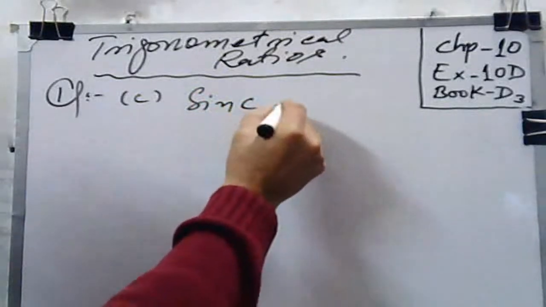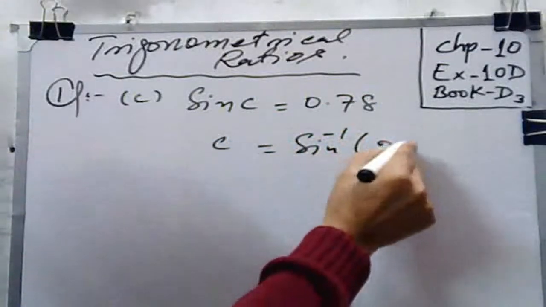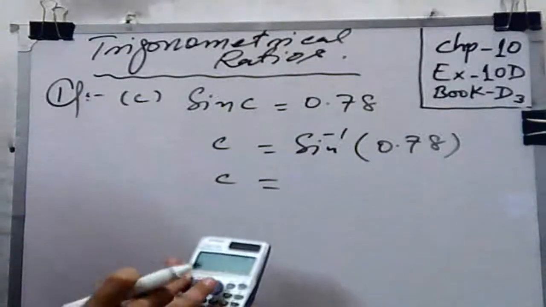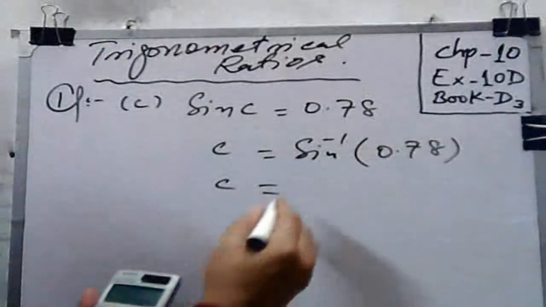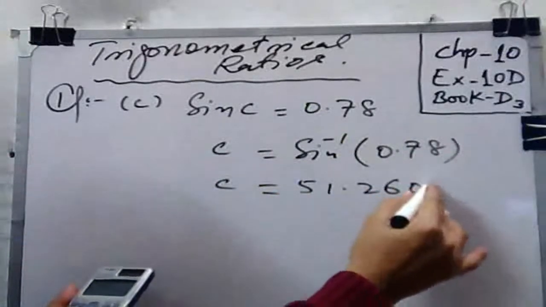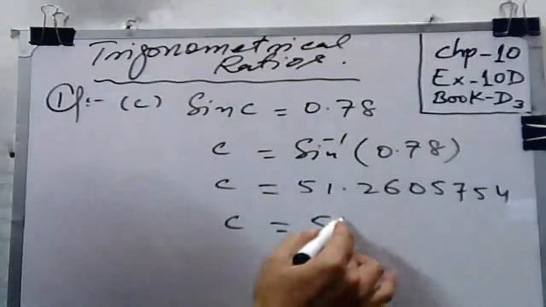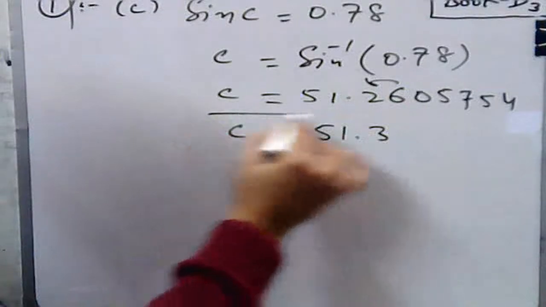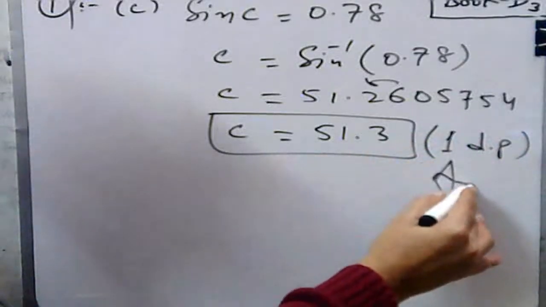So that is sine c is equal to 0.78. The value of c is once again sine inverse 0.78. You can find the value of c with the help of the calculator, again by the same methodology. Press shift sine 0.78, you will get 51.260575 but we need up to 1 dp, one decimal place. So 51.3. So your answer is up to 1 dp. So that is your result.